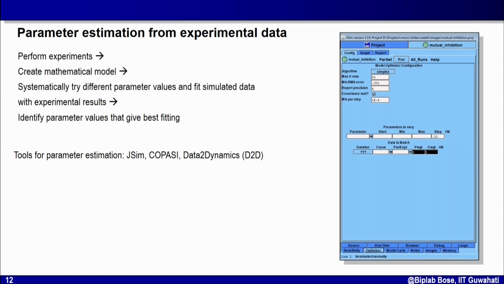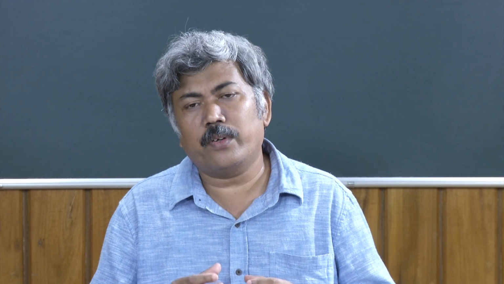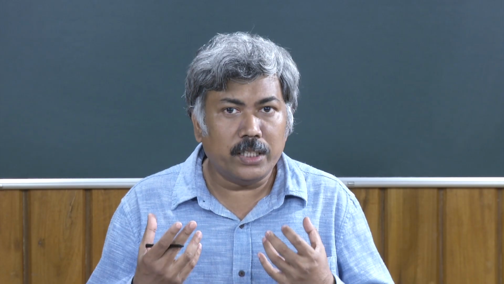Let us first look into parameter estimation from experimental data. Sometimes people prefer to do their experiments themselves and generate experimental data in different experimental conditions. From that data, they want to estimate or generate their parameter values for their model. How do they do that? It involves multiple steps. Let us look into the steps.